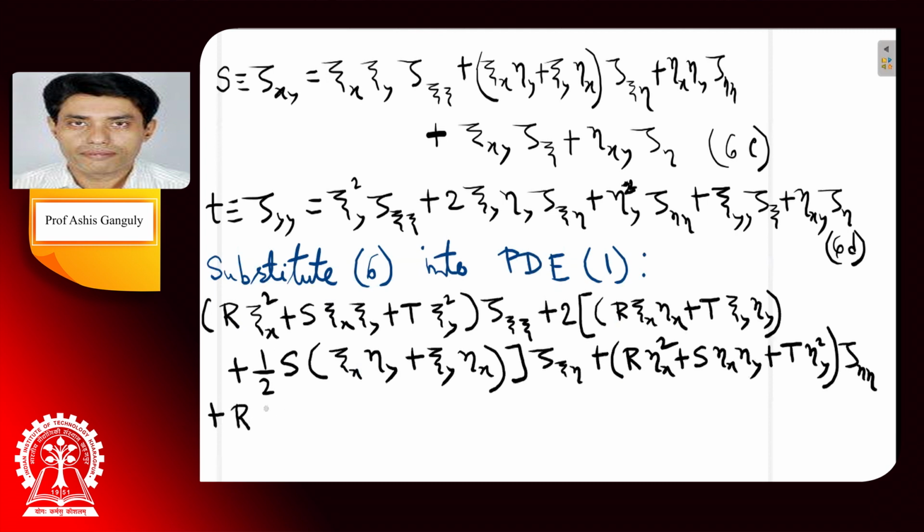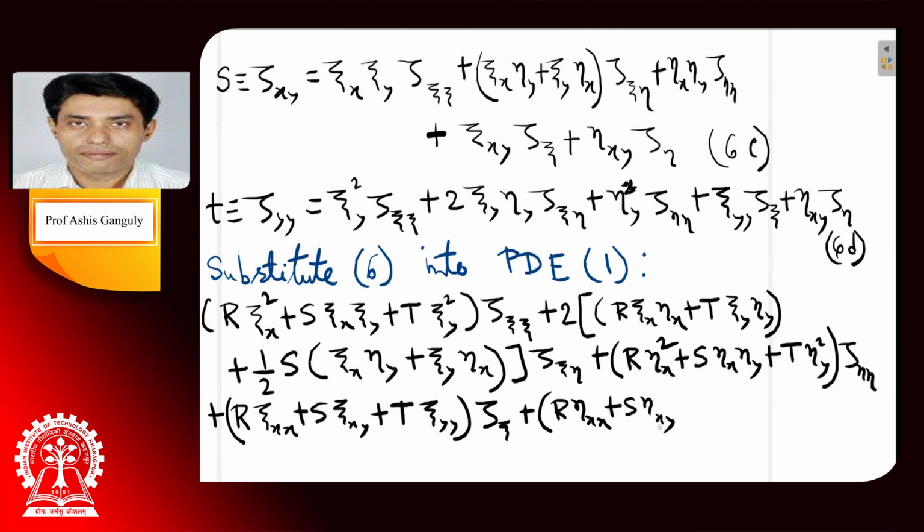So it will be r xi xx plus s xi xy plus t xi yy. So it will be zeta xi, similar terms plus r eta xx plus s eta xy plus t eta yy. So it will be zeta eta. Okay.